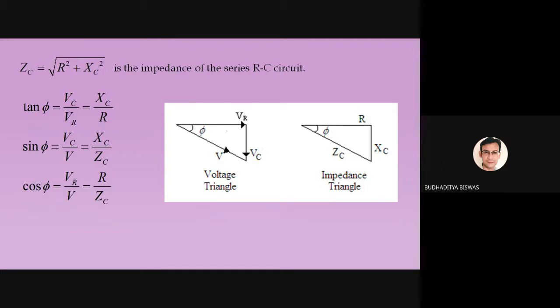If you take either the voltage triangle or the impedance triangle, it is Vc by Vr, or Xc by R from the impedance triangle. Sin phi equal to Vc by V, Xc by Zc, and cos phi equal to this one. So many formulas are given. If you are able to remember this particular figure, then you can easily find out the different parameters like VR, Vc, V, and the angle using these simple formulas.